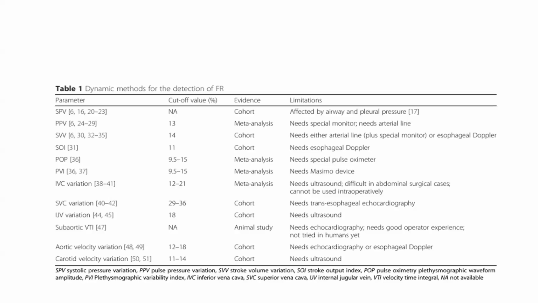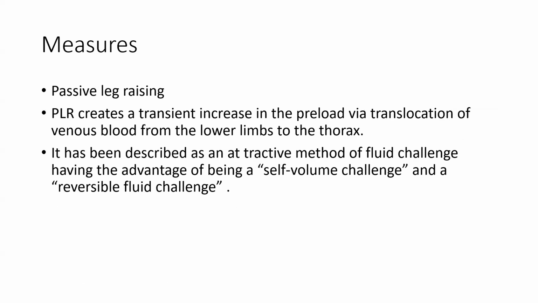IVC variation needs ultrasound, is difficult in abdominal surgical cases, and cannot be used intraoperatively. SVC variation needs transesophageal echocardiography. IJV variation needs ultrasonography. Subaortic VTI needs echocardiography, needs good operator experience, and it is not tried in humans yet. Aortic velocity variation needs echocardiography and esophageal Doppler. Carotid velocity variation needs ultrasound.